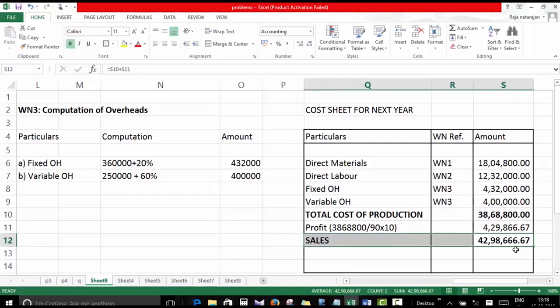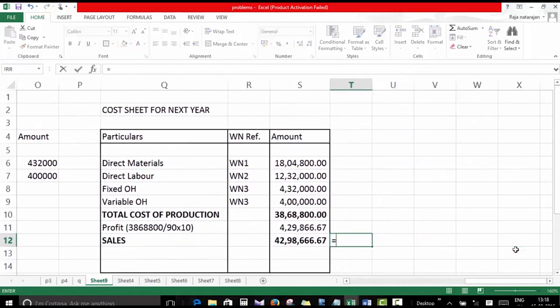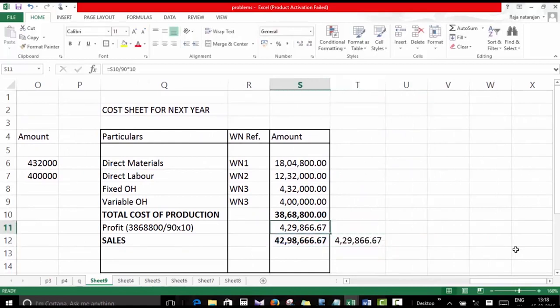Now if you want, you can cross-check. Apply 10% on sales, and you are getting the same number, right? So either way you can approach, but you have to ensure the correctness. So now you can arrive at the desired sales value, which is 42,98,667 if I round off.